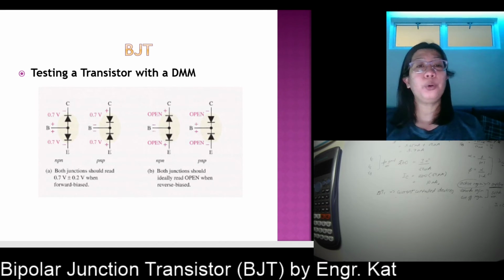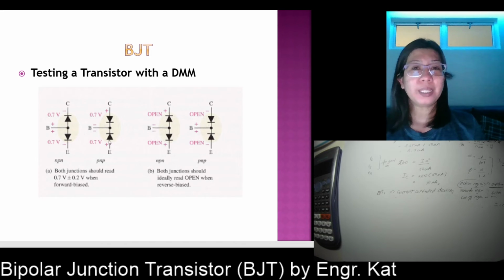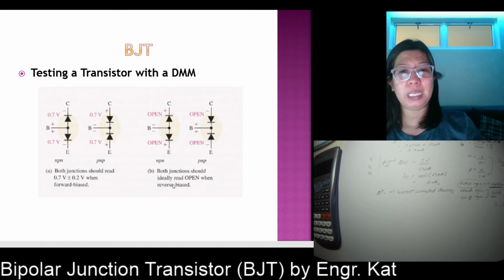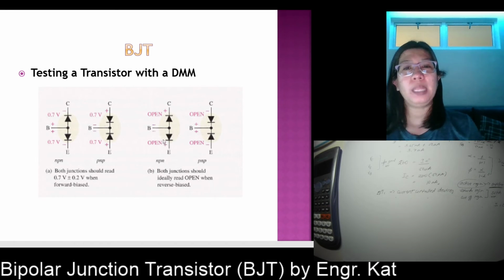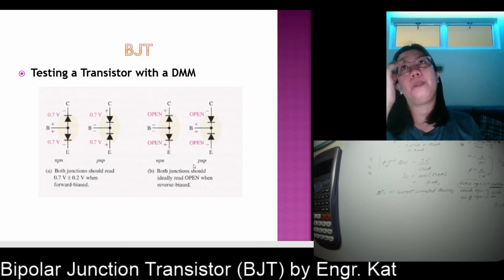You can also test your BJT using a digital multimeter. Both junctions should read around 0.7 plus or minus 0.2 volts when forward biased. Both junctions should ideally read open when reverse biased. What do we mean by open? We can read a higher voltage, usually 3 volts if that is the battery voltage for your digital multimeter.